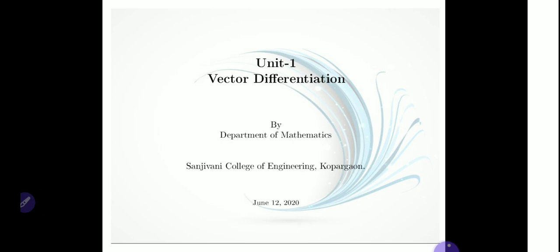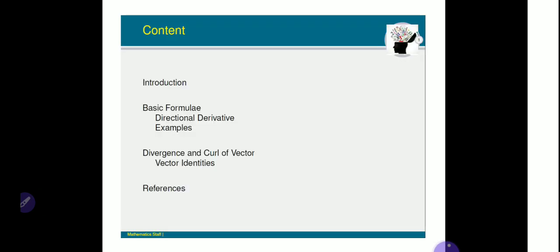In vector differentiation, in this unit our syllabus contents are: first one is basic vector algebra, that is already done in 11th or 12th standard, how to find dot product of vector, cross product of vector. Then the most important topic is gradient, divergence and curl of vector, and after that vector identities.